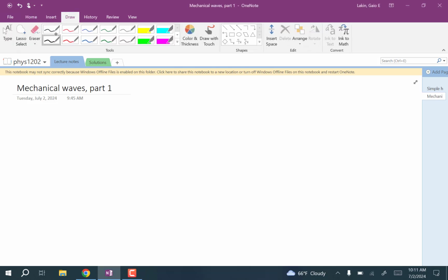Now that we've talked about oscillations, we can start talking about waves. And there are two different wave types. So two types of waves. The first type, the type that we're going to be talking about now for a while, is mechanical waves.